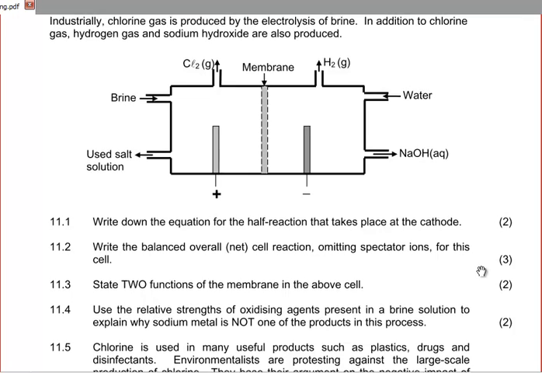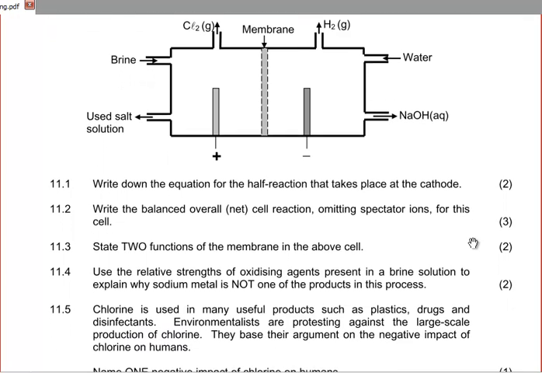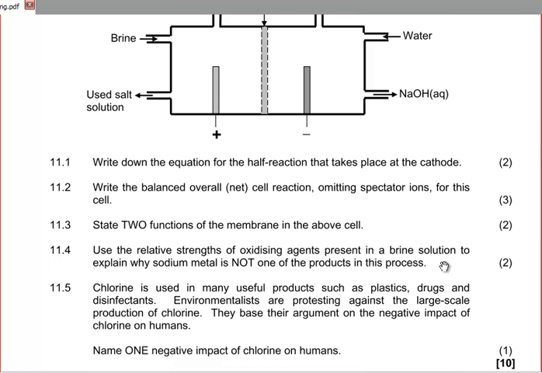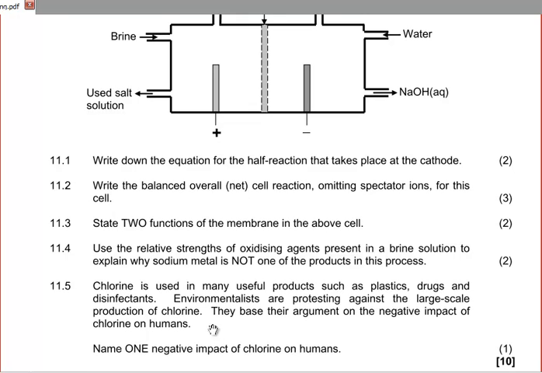So on question 11.5, we see that chlorine is used in many useful products such as plastics, drugs, and disinfectants. Environmentalists are protesting against the large-scale production of chlorine. They base their argument on the negative impact of chlorine on humans. Name one negative impact of chlorine on humans, right? So you can choose any one of the answers which we have, right?